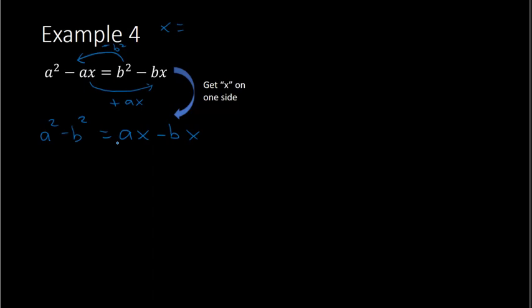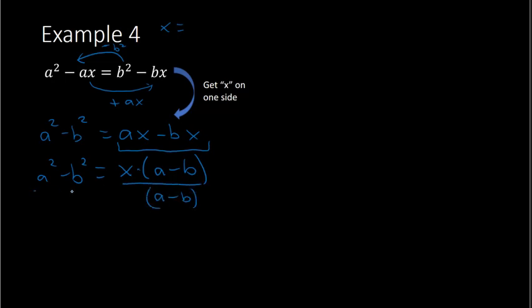Now what I like to do is, looking at this right side, I'd like to factor an x out. So I can factor an x out, and I'm left with a minus b in parentheses. All right, so I have x times a minus b. Now from here, x is being multiplied by a minus b. So to get rid of the a minus b, I can do the opposite, which would be divide. So I divide both sides by a minus b. When I divide, the a minus b's cancel. I have x equaling a squared minus b squared over a minus b.